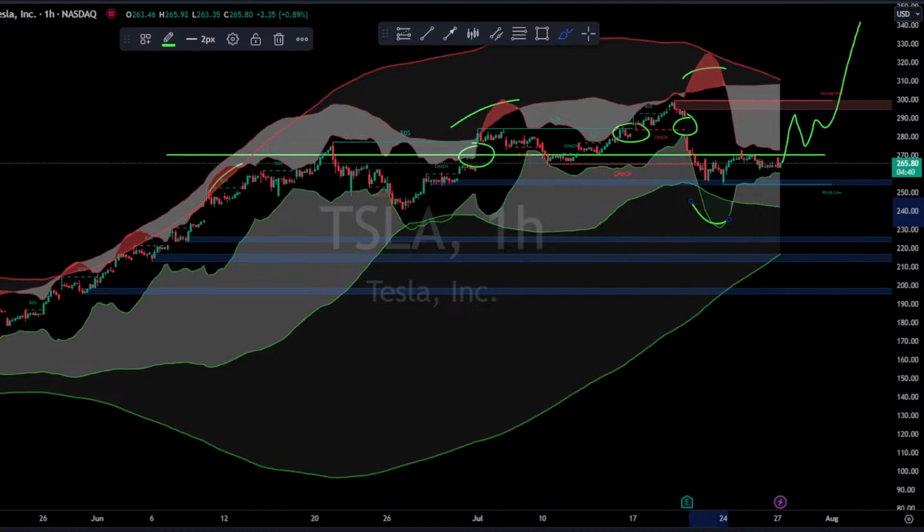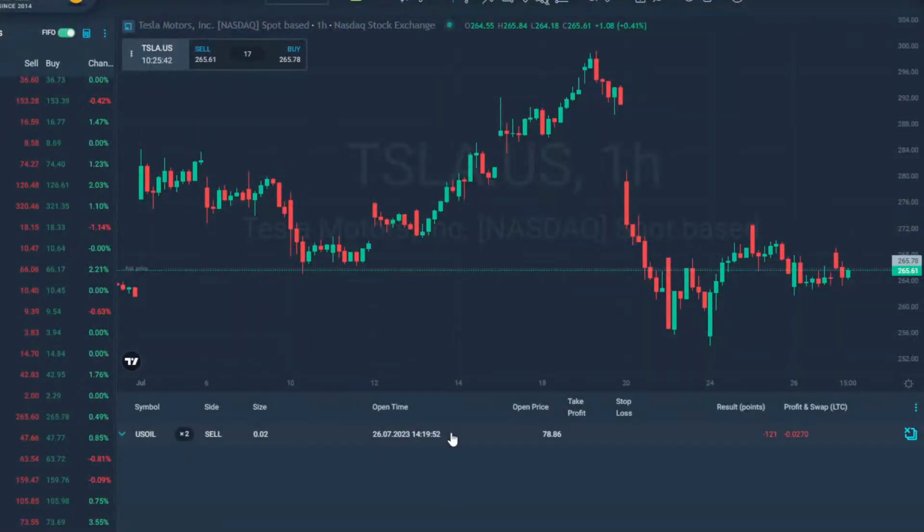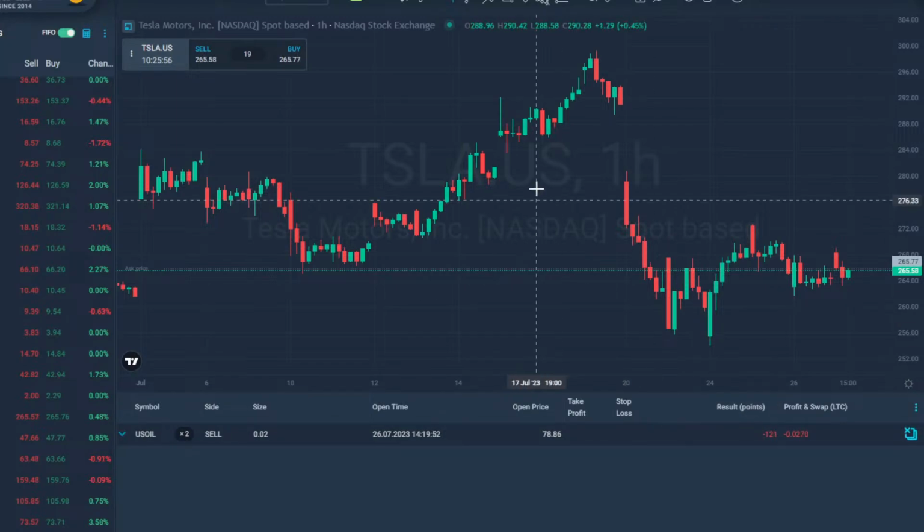Now, the reason I did Tesla is if I go to my equities for the US and I scroll down to Tesla here, Tesla.us, open chart. Let's take a look at this in SimpleFX. So here I'm down a little bit on my oil trade right now. Oil's up and I was short on that. And I'll take a look at that in a different video. And this is the Tesla chart.